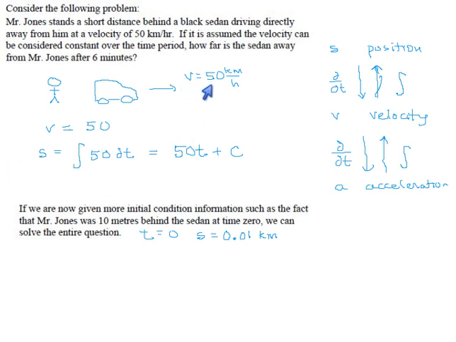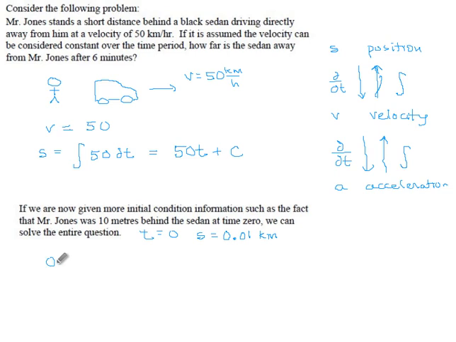When you use a velocity in kilometers per hour, you're committing to, okay, from now on, all my distances shall be in kilometers, and all my times shall be in hours. 10 meters is not kilometers, so I had to divide this by 1,000 to get a value in kilometers. This we can use. We can use this to solve for c.